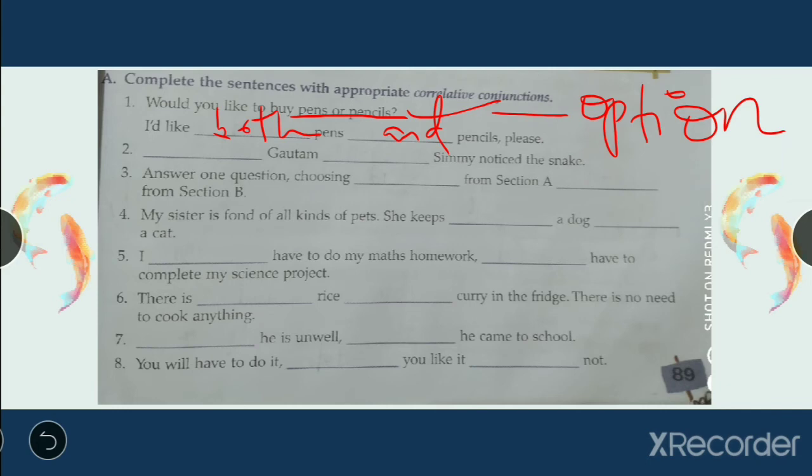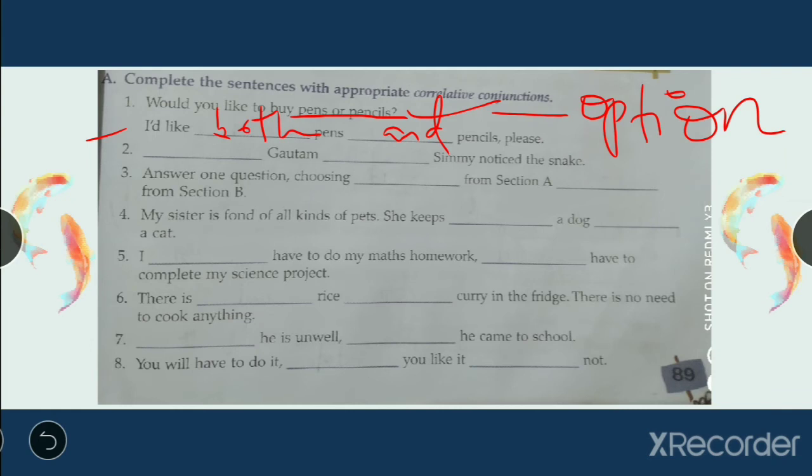Though and yet, that is not applicable over here. Why? Because it's not opposite ideas. Whether or, that is also not going to come over here. So the last one, not only but also. Yes, we can use not only but also, right? You can use over here not only but also. Why? Because that option also includes both the things.